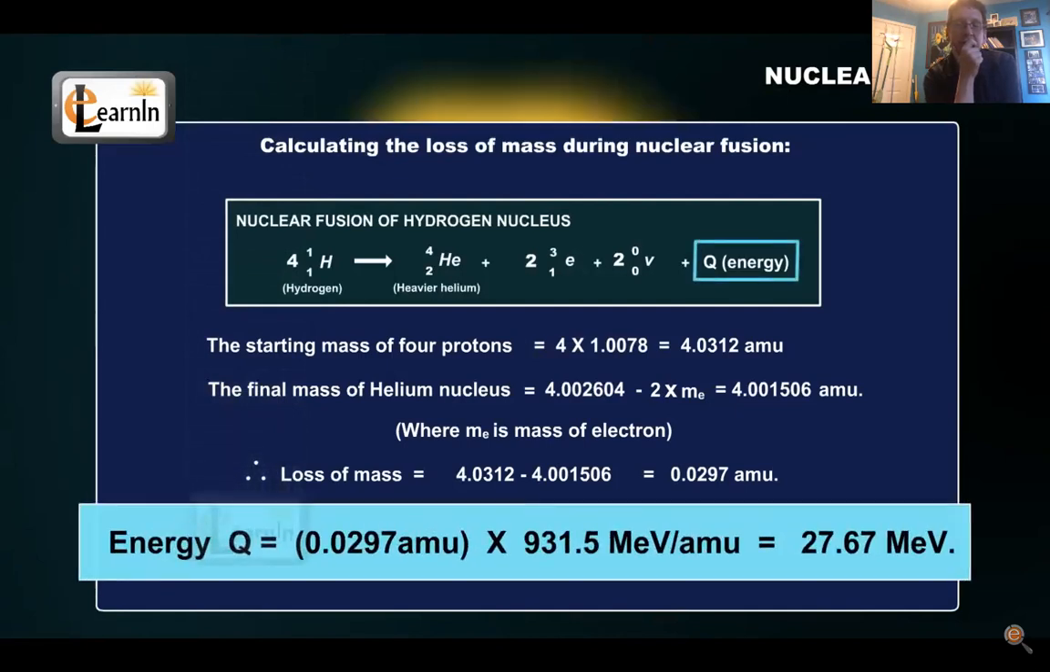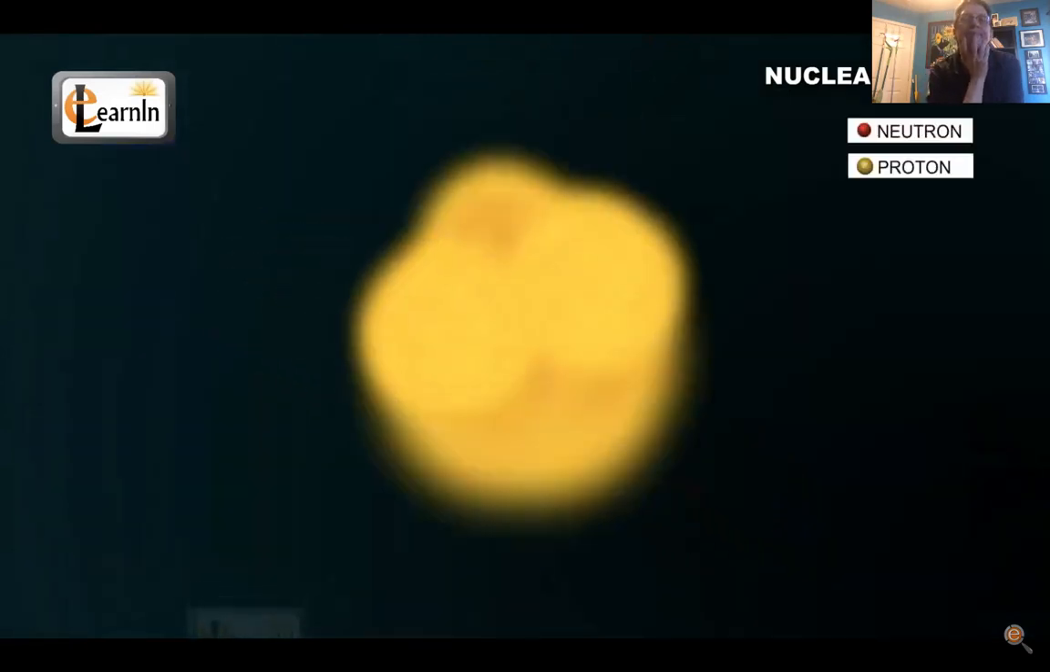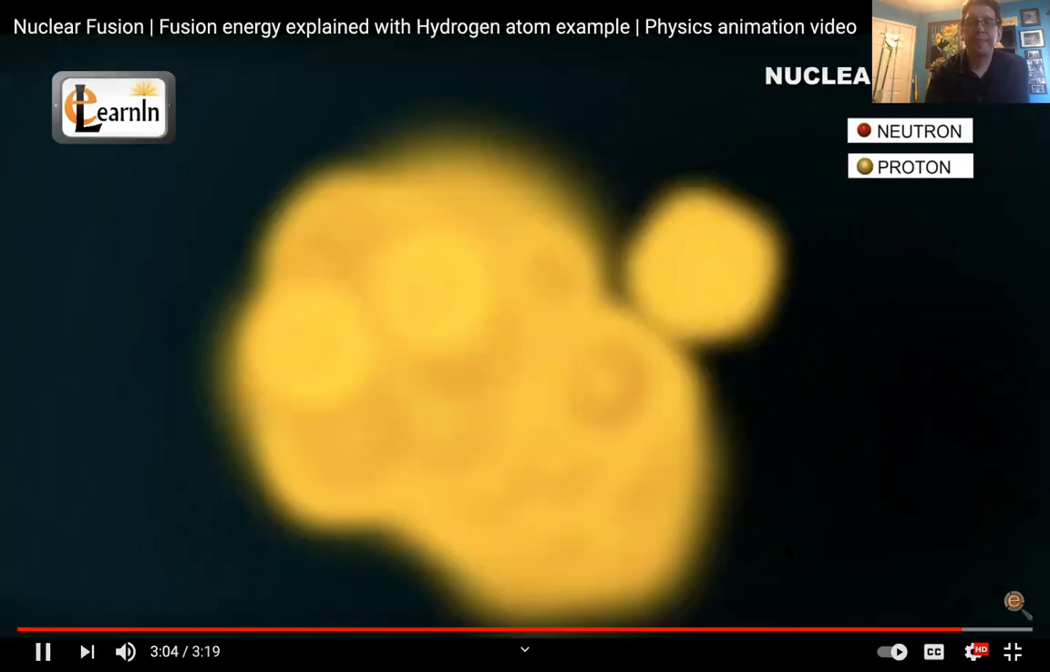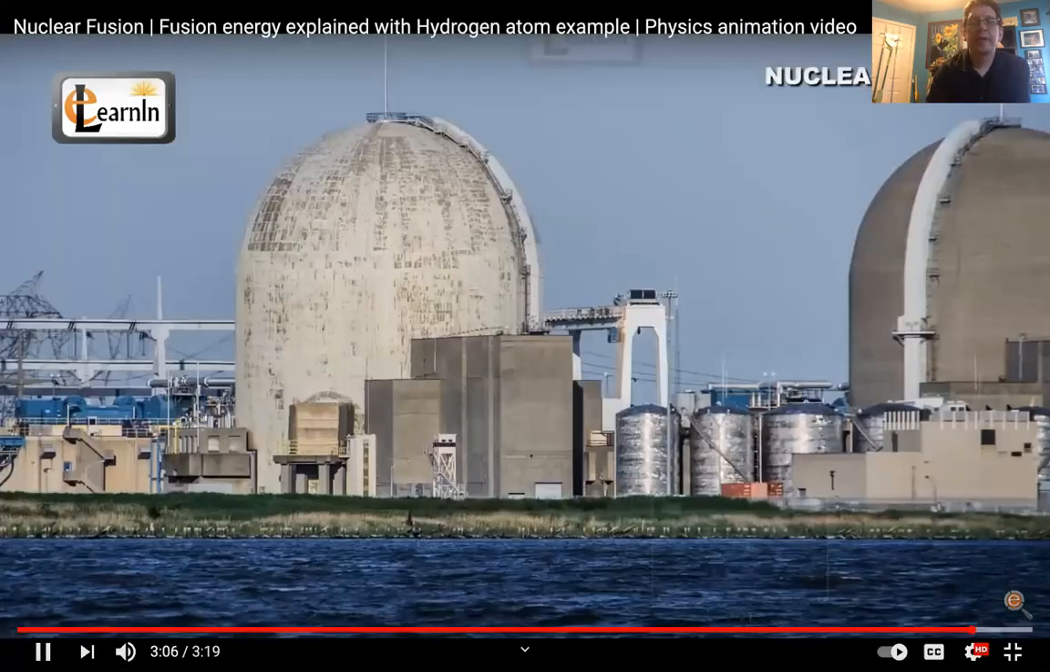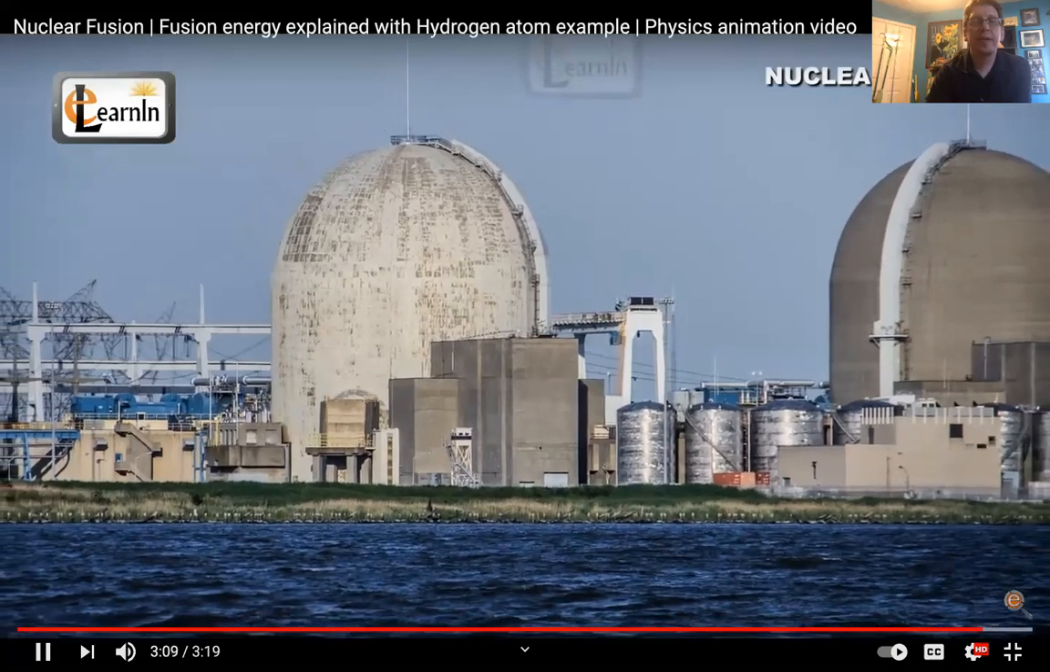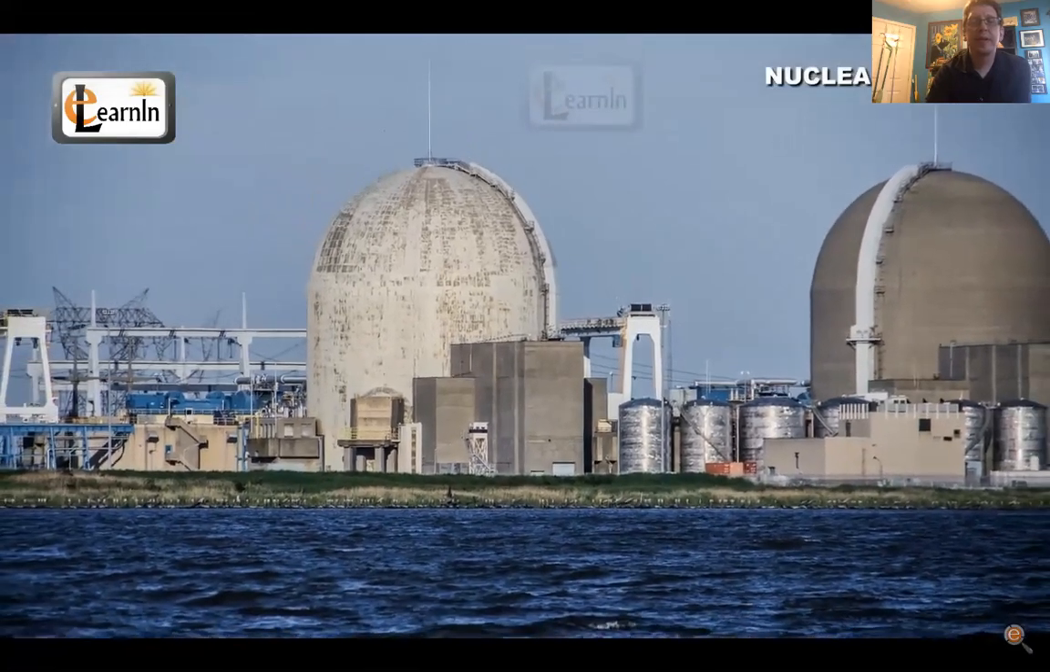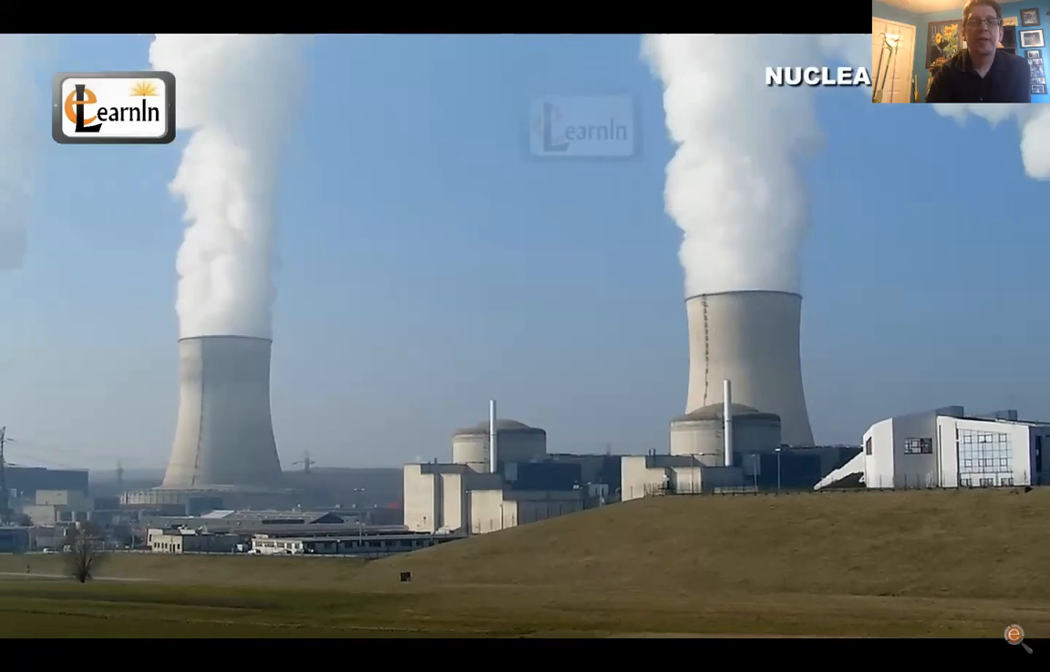Wow, that is a significant energy release coming from the fusion of the four protons. However, in spite of such a substantial amount of energy being released in a nuclear fusion reaction, there are no full-time nuclear reactors built so far for fusion reactions, as it is very hard to control such enormous energy release.